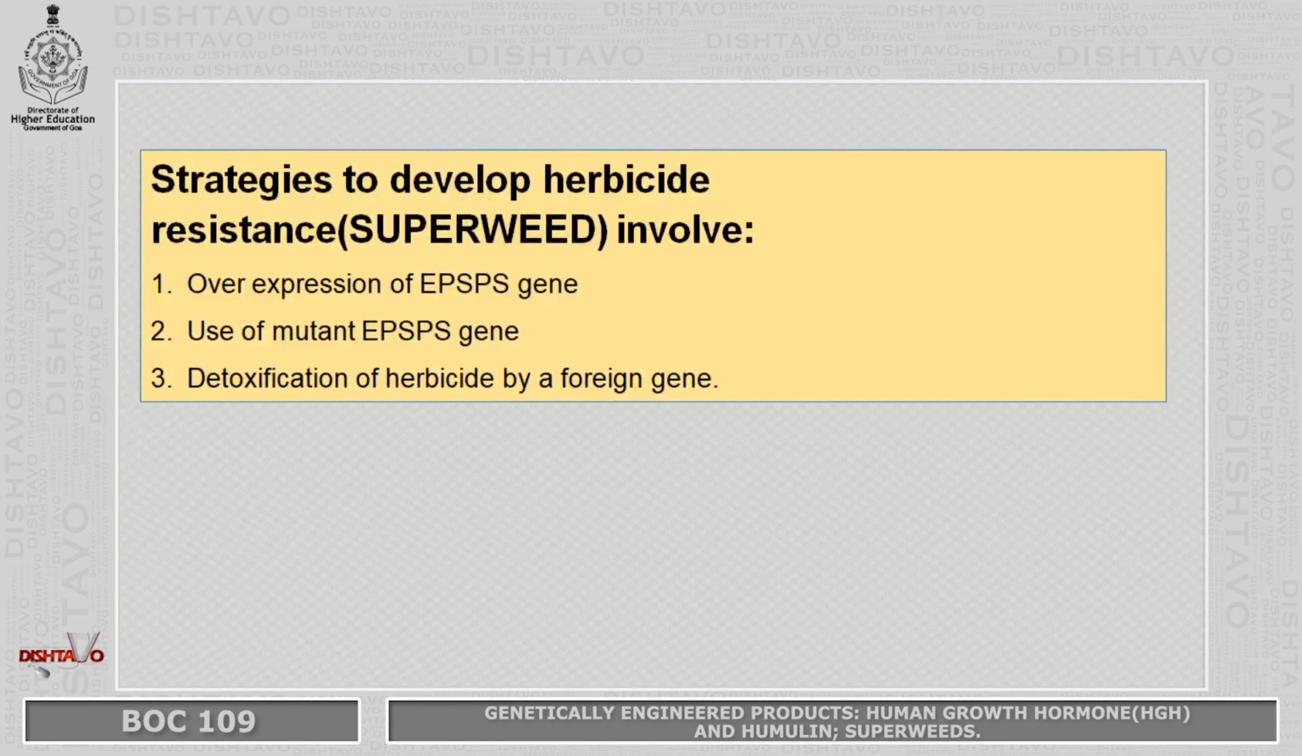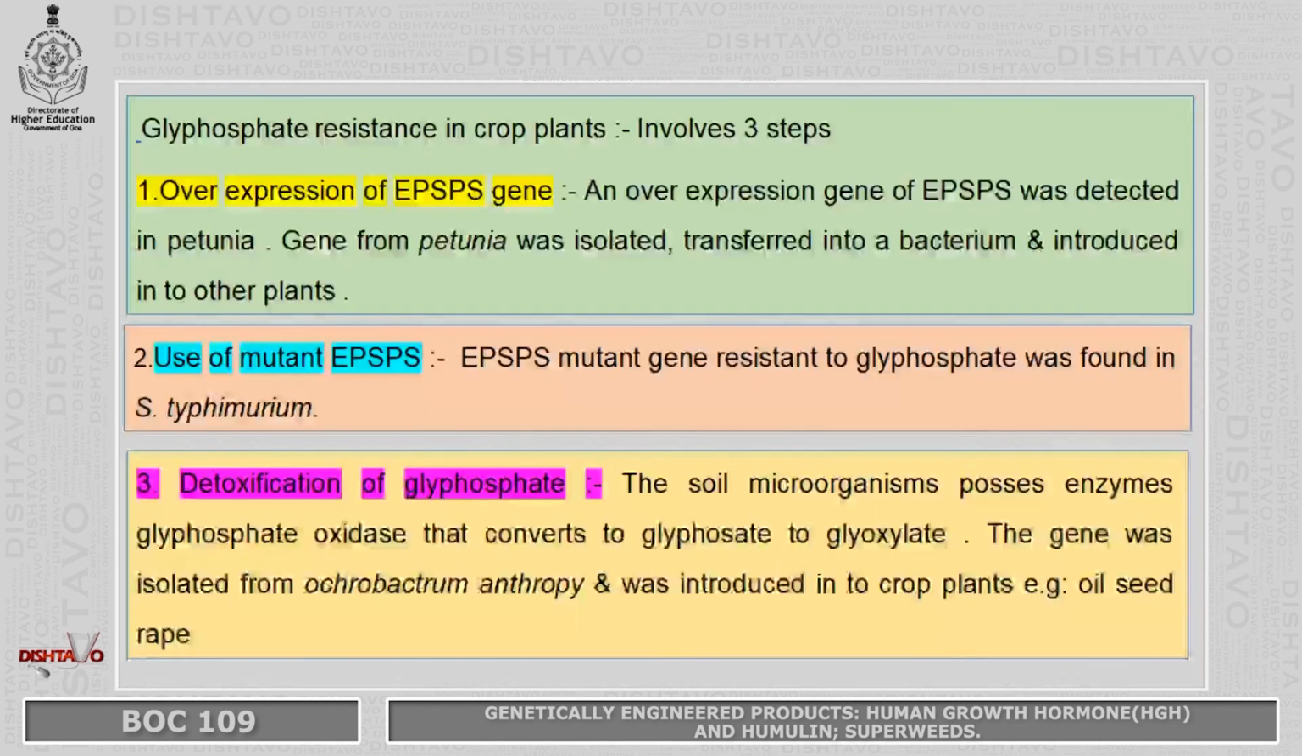Okay, so there are three strategies. One is overexpression of the EPSPS gene, another is use of a mutant EPSPS gene, and the third is detoxification of the herbicide by a foreign gene. These three attributes are taken from three different genes and are cloned together and introduced in genetically modified crops, which we call superweeds.